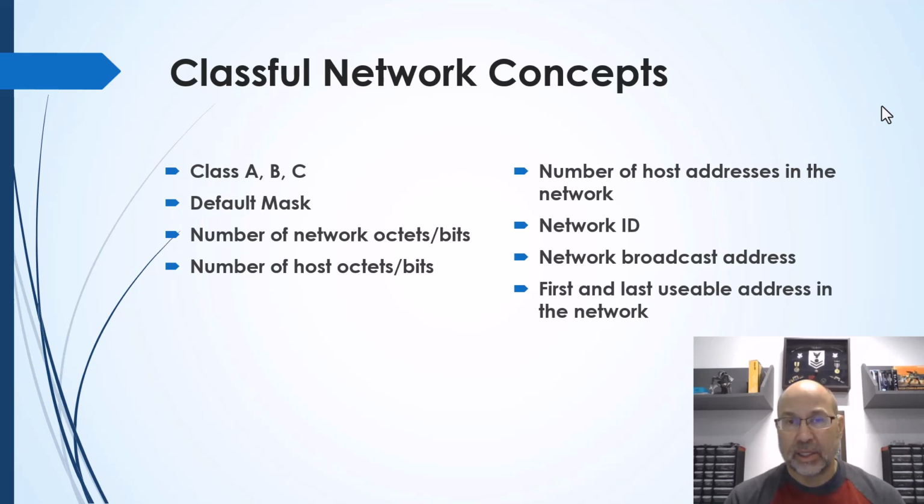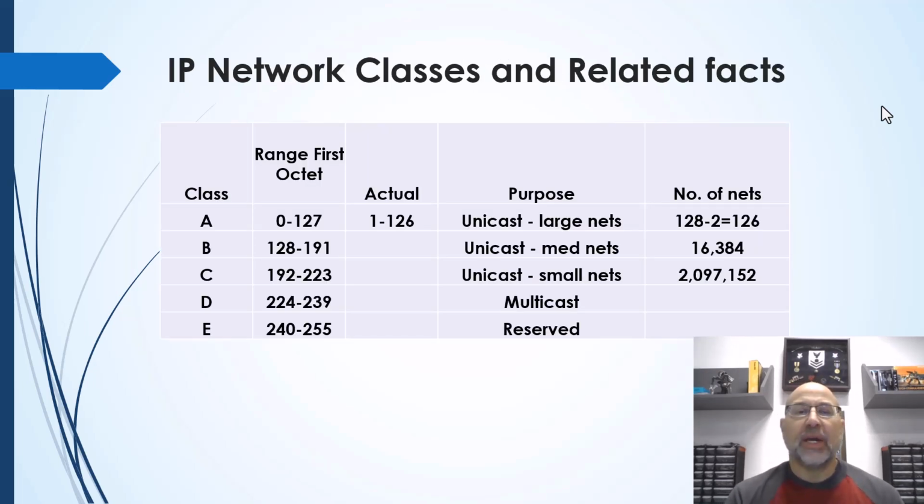We're going to remind ourselves about the number of network octets or bits, right? Octet is just another word for byte. And the number of host octets or bits, the number of host addresses in a particular network, the network ID for a network, the network broadcast address, the address that reaches everybody in the network, and then the first and last usable addresses in a particular network. Remember that it's always going to be 2 less than the possible addresses in a network. So here is a very common way to represent all this information. It's in this way in the chapter too.